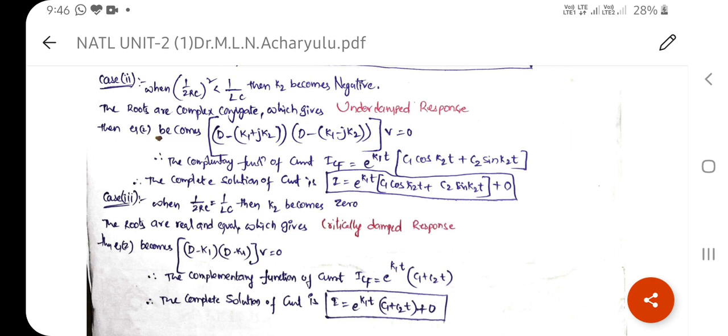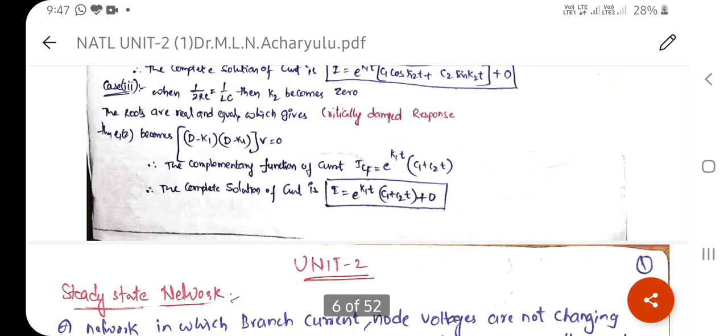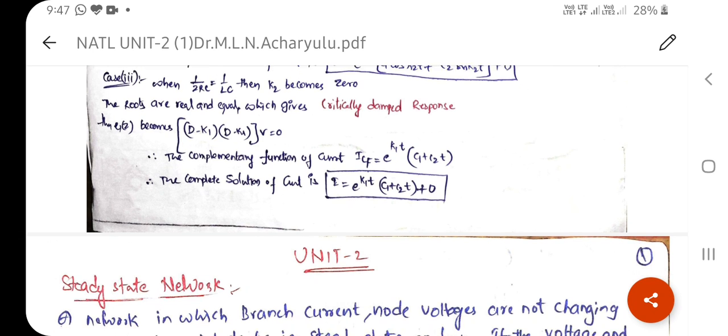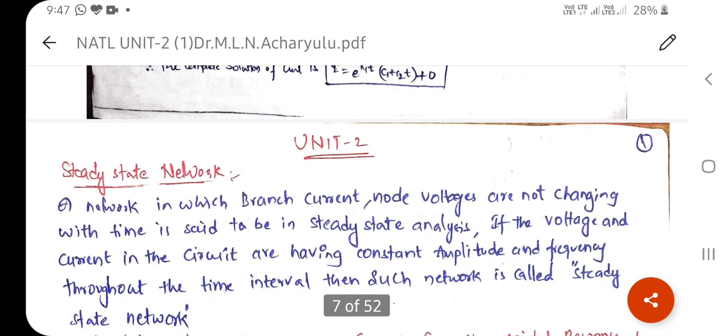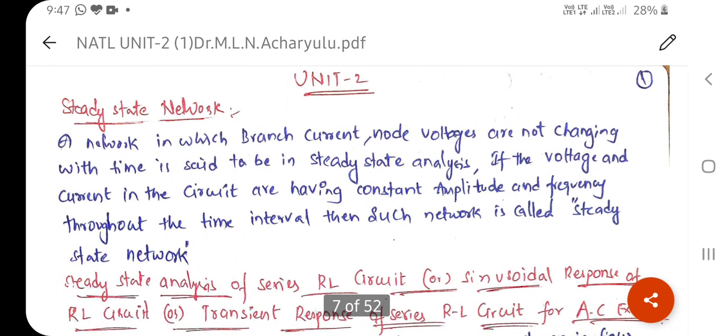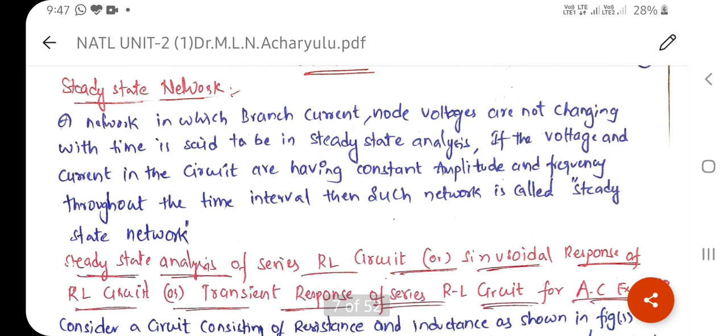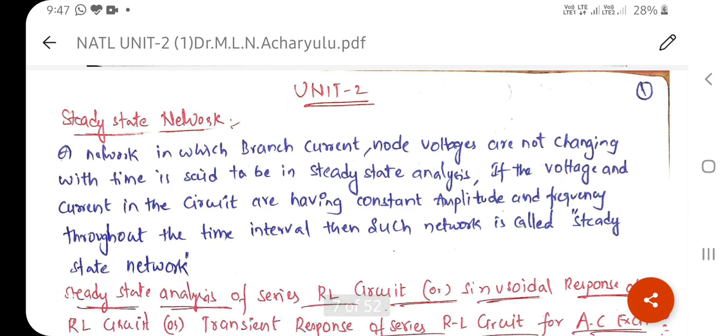These three conditions apply to the RLC network, whether it is a parallel circuit or the given network. Whatever we learn here are the basic phenomena of circuits. Please keep watching, as we need to do more lectures in this connection. In the next lecture we are going to talk about the steady state network, steady state analysis.